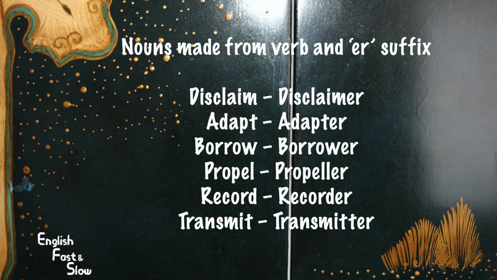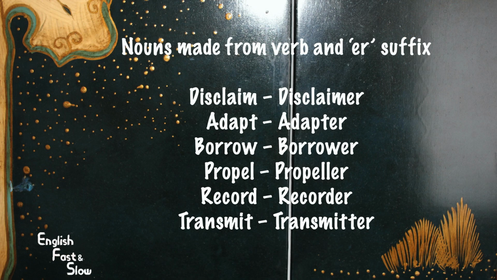Disclaimer isn't a particularly unusual noun in the sense that it's made from a verb with the addition of an er suffix. And there are literally hundreds of words in the English language that are constructed like this. So from the verb disclaim, we get disclaimer. From adapt, we get adapter. From borrow, we get borrower. From propel, we get propeller. From record, we get recorder. From transmit, we get transmitter. And this is by no means an exhaustive list. As I say, there are absolutely tons of words in the English language that are constructed like this.